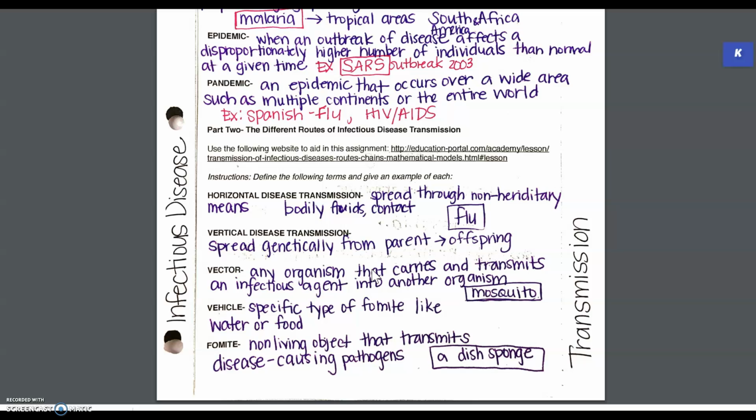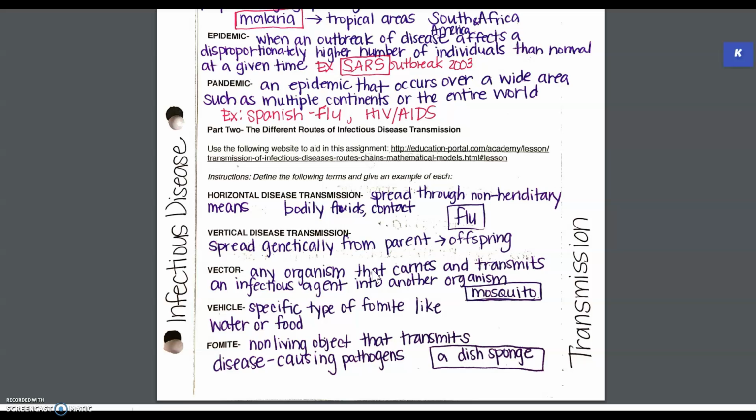A vehicle is a specific type of fomite, which we're going to talk about in just a second, like water or food, that can carry a bacteria. So it's going to indirectly transmit an infectious agent. A vehicle can also passively carry a pathogen or provide an environment in which the agent can grow. So like water sources that can become contaminated are passive until someone comes in contact with it, drinks from it, that kind of thing.